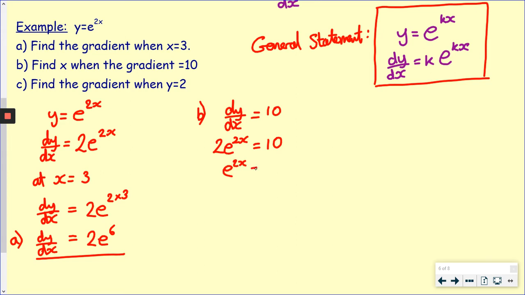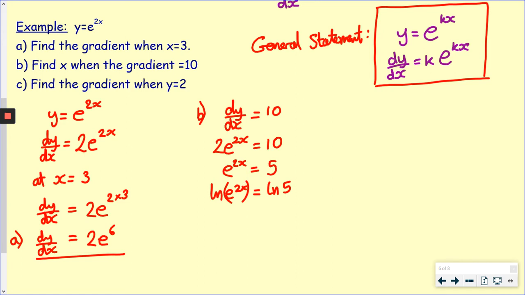2e to the 2x equals 10, so e to the 2x equals 5. Now we're going to need logarithms. I'm going to take ln of both sides, or you could use the definition of what a logarithm means. But I'm going to say, take ln of e to the 2x equals ln of 5.